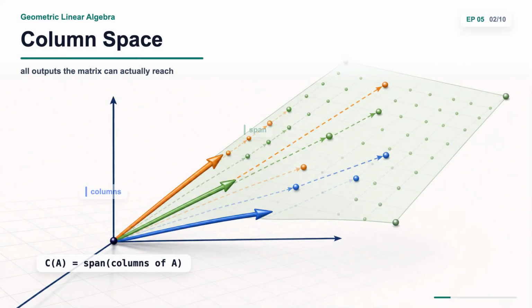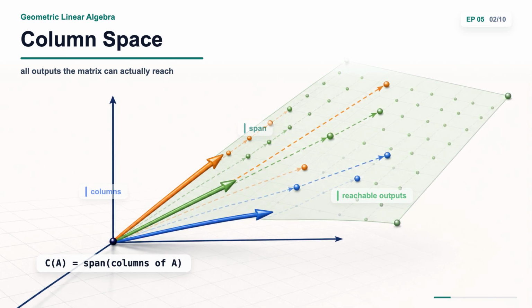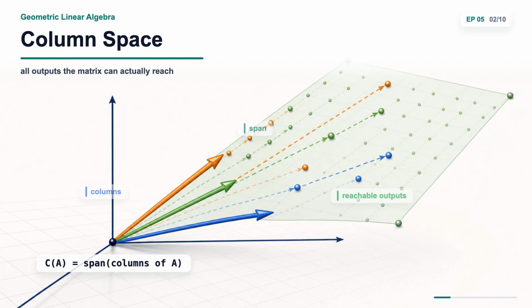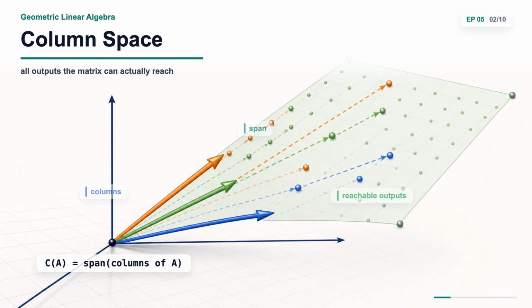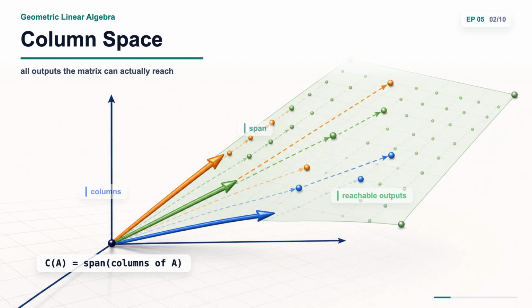The column space is the set of all output vectors a matrix can reach. Why columns? Because multiplying A by x builds a linear combination of the columns of A. Every possible Ax is made by choosing coefficients and combining those column directions. So the column space is the span of the columns. Geometrically, it is the reachable part of the output space.